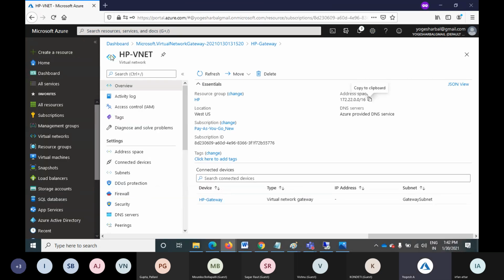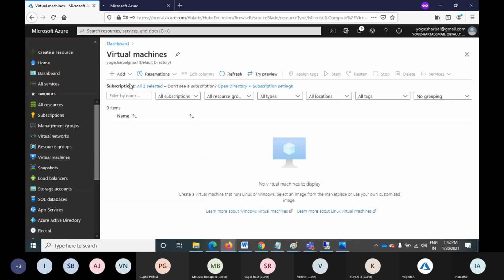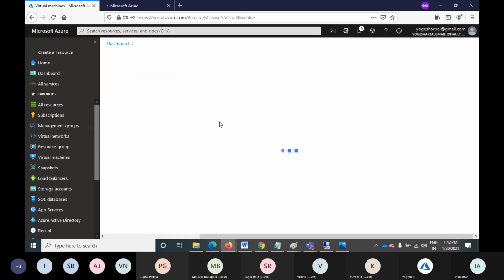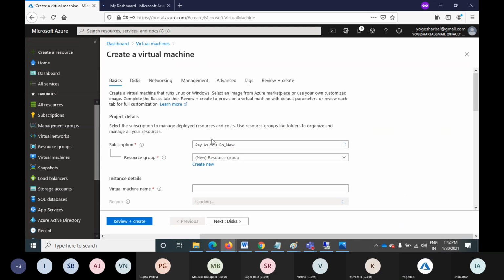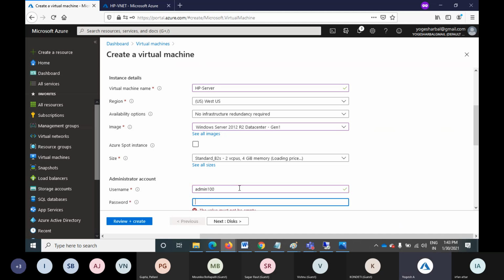And let's deploy one more virtual machine on the other site. 2012 R2 data center, admin 100.